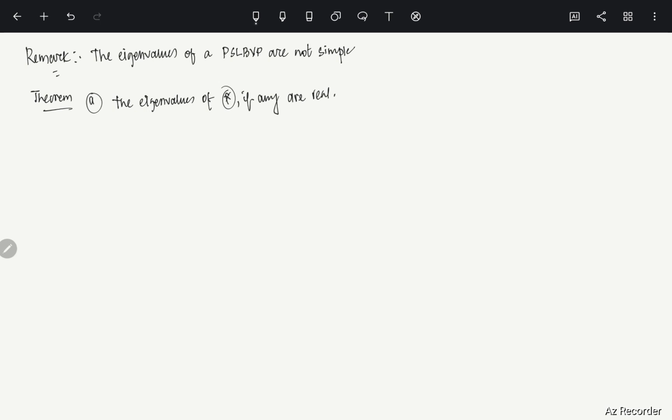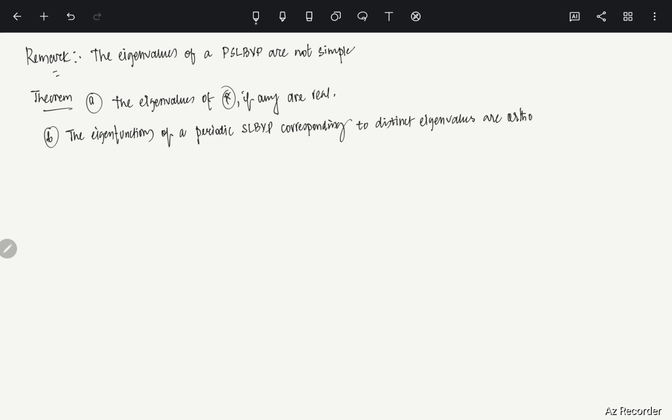Okay, the second part, the second theorem. So what about that orthogonality? Yes, that also holds here. So what is the theorem? The theorem says the eigenfunctions of a periodic Sturm-Liouville boundary value problem corresponding to distinct eigenvalues are orthogonal with respect to r in [a, b]. Is it okay? So basically what I am trying to say is this.